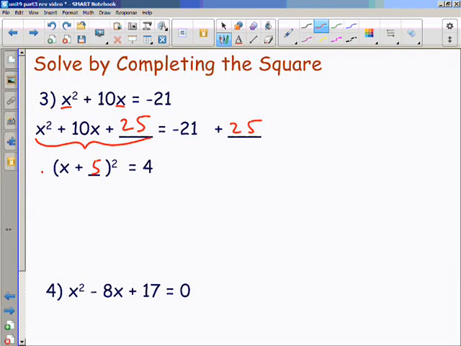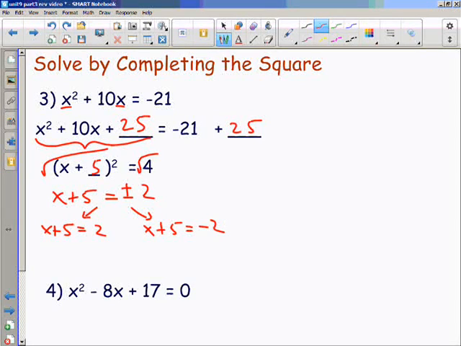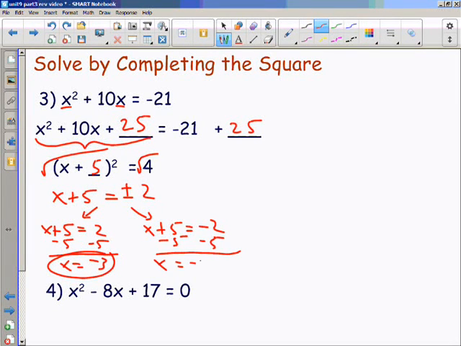We simply take the square root of both sides. We get x plus 5 equals, and the way to think about this, it's not really just the square root of 4, it's what number squared equaled 4, and that answer is positive or negative 2, so that causes us to have to write two equations. x plus 5 equals 2, and x plus 5 equals negative 2. Subtracting 5, we get x equals negative 3, and subtracting 5 here, we get x equals negative 7.